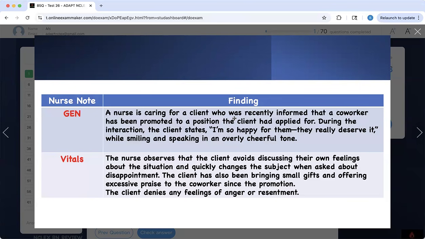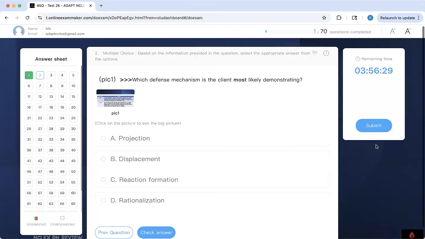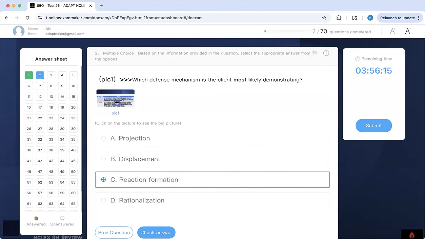That's the key. What do you think the client is doing? Are they projecting? Are they displacing? Are they having a reaction formation or rationalization? Pick your answer. Let me know. What do you think? But I can tell you, this is a reaction formation.